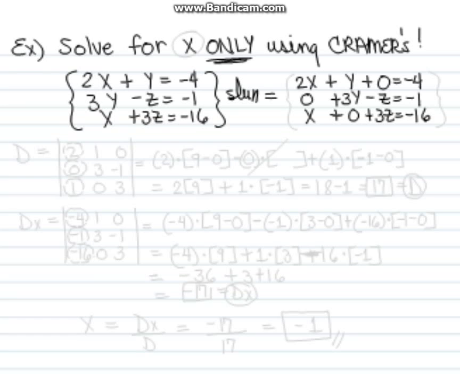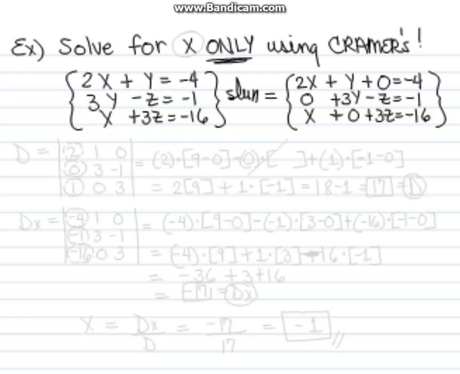Now just make sure you believe that. What I did was I put zeros in for the missing coefficients and lined up everybody. So the first equation became 2x plus y plus 0 equals negative 4. Second one, 0 plus 3y minus z equals negative 1. And the last one is x plus 0, because there's no y, plus 3z equals negative 16.